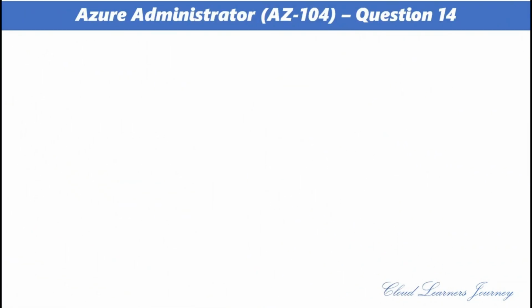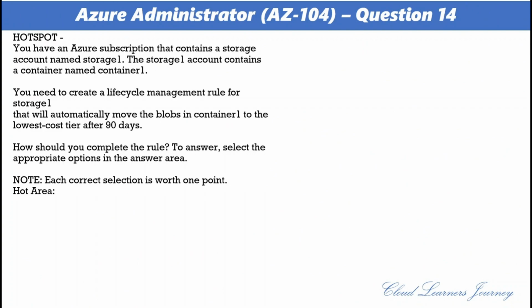Next, question number 14. You have an Azure subscription that contains a storage account named Storage1. The Storage1 account contains a container named Container1. You need to create a lifecycle management rule for Storage1 that will automatically move the blobs in Container1 to the lowest cost tier after 90 days. How should you complete the rule? To answer, select the appropriate options in the answer area.